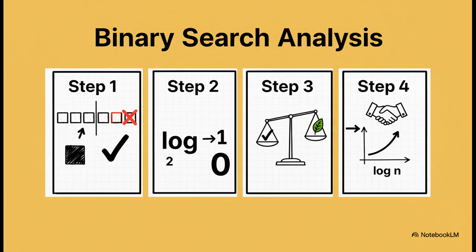Time to compare. Our f of n is 1, our n to the power of c is n to the power of 0, which is also 1. It's another tie. Case 2 again. So we get n to the power of 0 times log n, which simplifies down to just log n. See how easy that was?